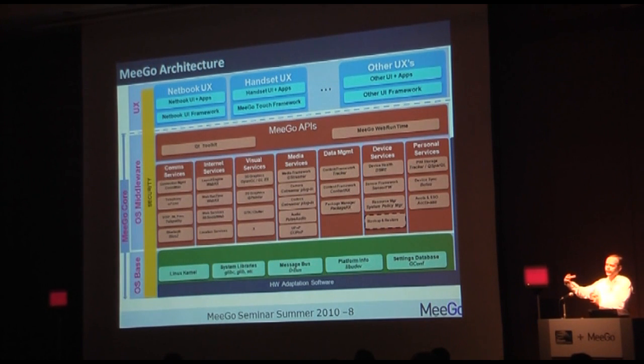So there'll be a core section that will talk about compliance with the MeeGo core, and then there will be vertical specific chapters, so a handset chapter, a netbook chapter, and so on, that will talk about requirements that are specific to that device category. So that's how that will be done.